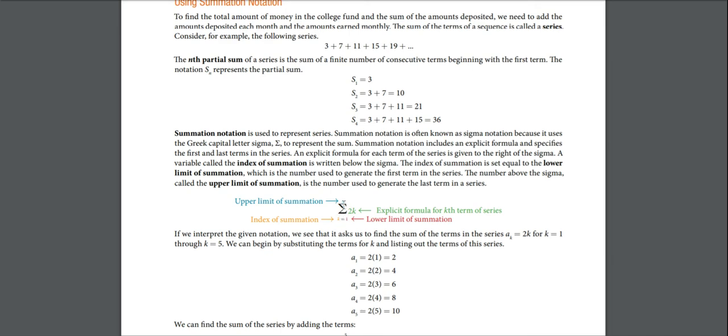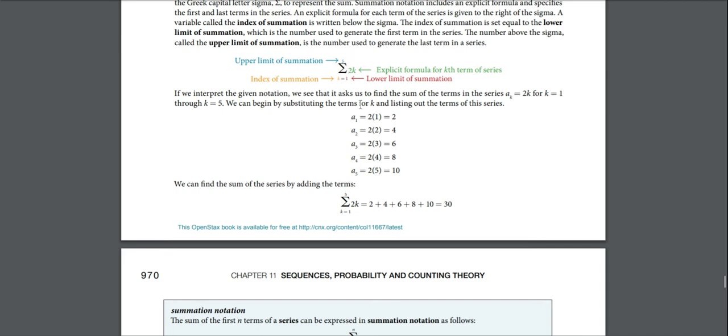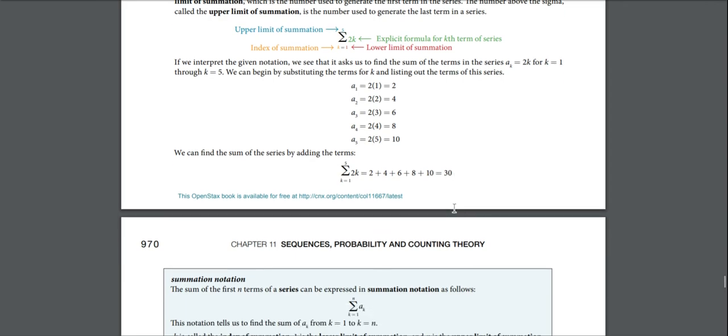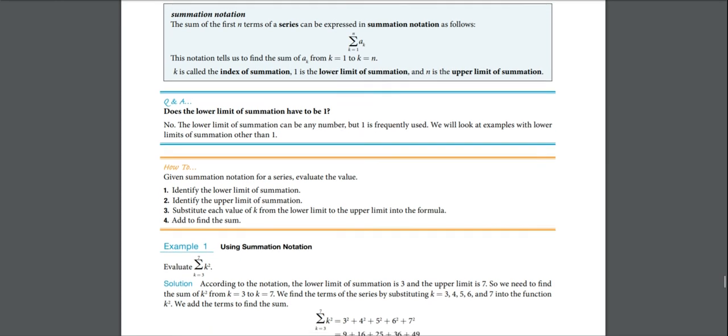All right. And then this is the explicit formula of your sequence. So in the last couple sections, we've talked about the explicit formulas for arithmetic sequence and geometric sequence. So that would be what would go here, and that's the explicit formula, not the recursive formula. So that's what goes here. Anyway, and then, like I said, you would just plug in 1 through 5, and that would give you your terms, and then you could sum them up. Okay. So that is summation notation.